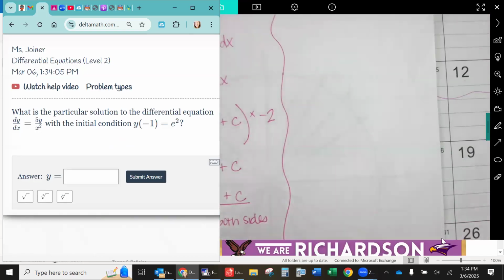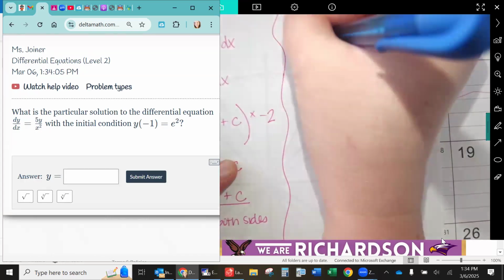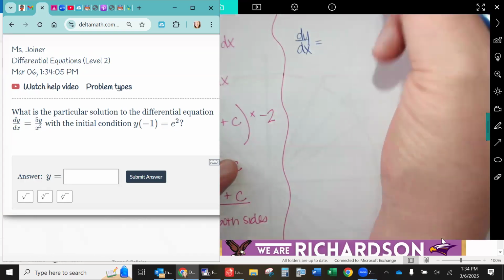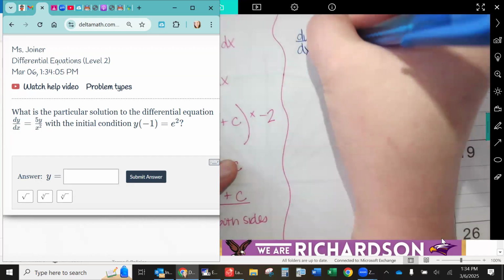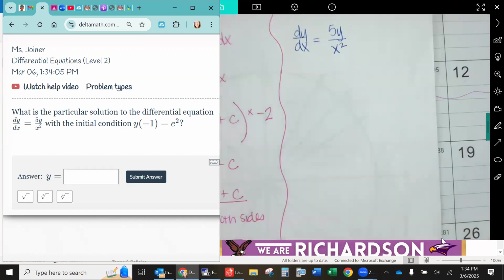I can put it back on for you. So it's dy/dx equals 5y over x squared. Okay, we got to separate. What are we pulling to the left?